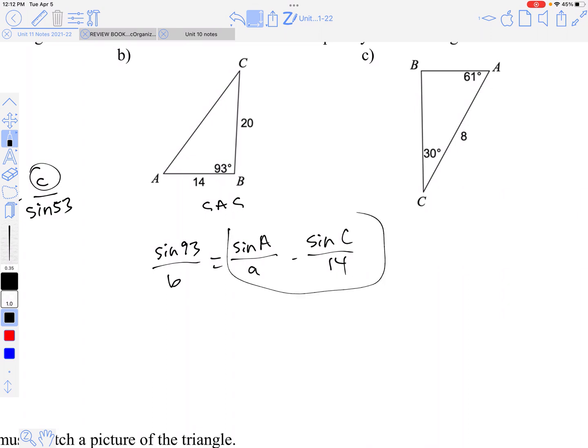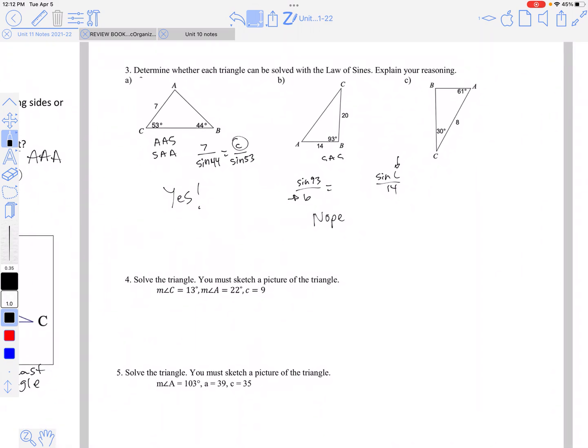Now, if I use this one, again, I have 3 unknowns, so I won't be able to solve for anything. So let's just get this out of there, right? That's no good. But even if we look at this one, we still have 2 unknowns. So, nope. Side angle side's not going to work.